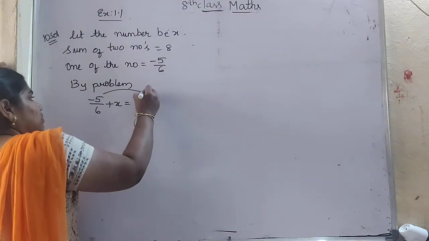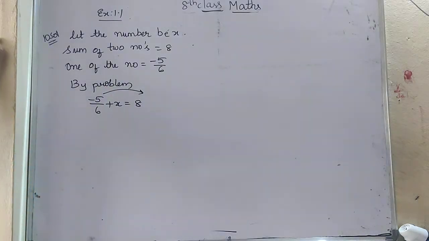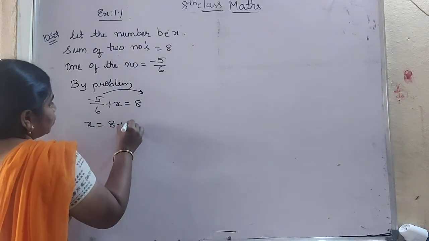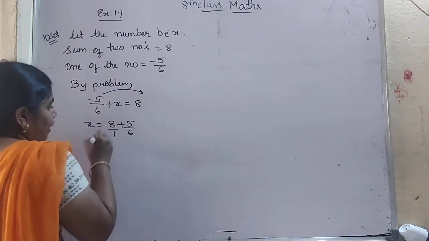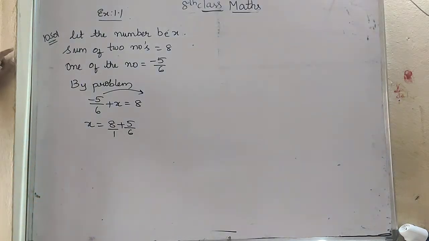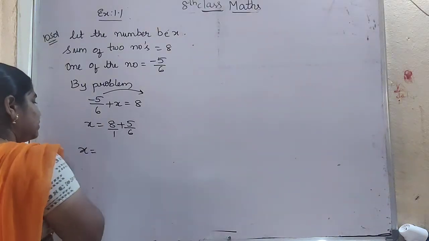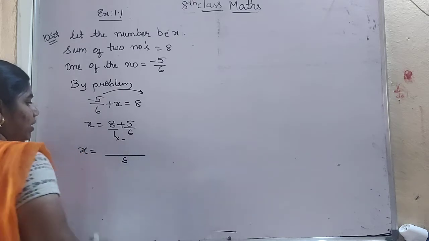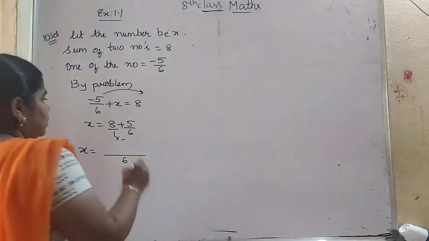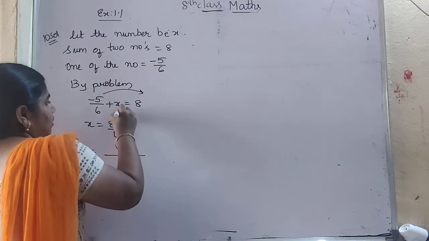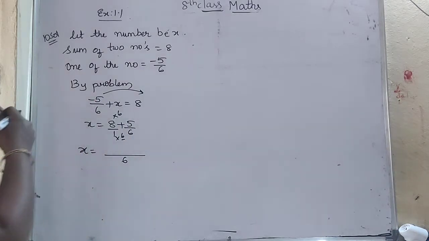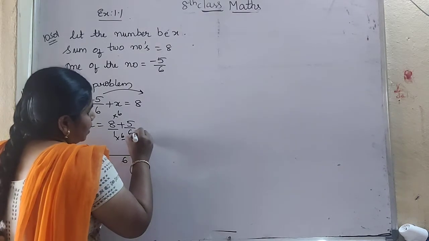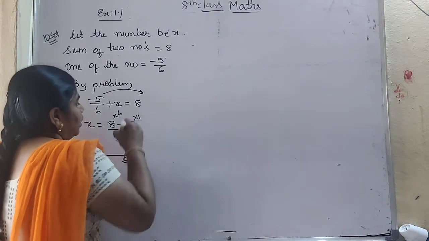So I am transposing this minus 5 by 6 to the other side, and it becomes plus 5 by 6. So x is equal to 8 plus 5 by 6. In the denominator there is no number, so we take it as 1. So x is equal to 8 by 1 plus 5 by 6, and the LCM of 1 and 6 will be 6. For 1, how many times do you multiply to get 6? That is 6 times, so into 6. For 6, how much do you multiply to get 6 again? That is 1 time, so into 1.